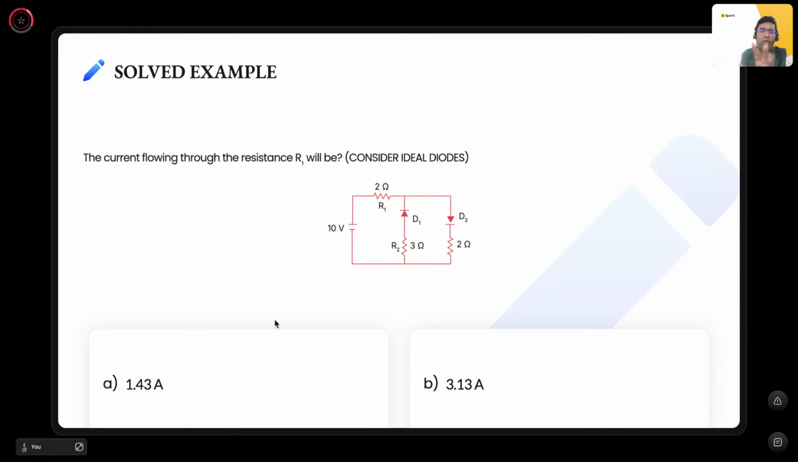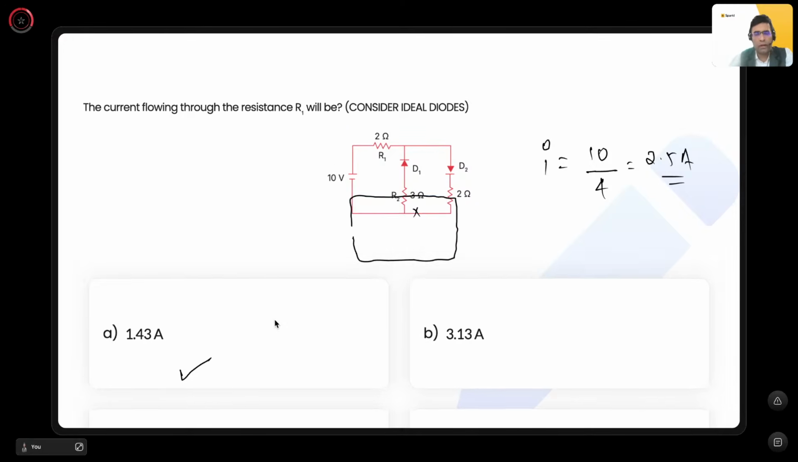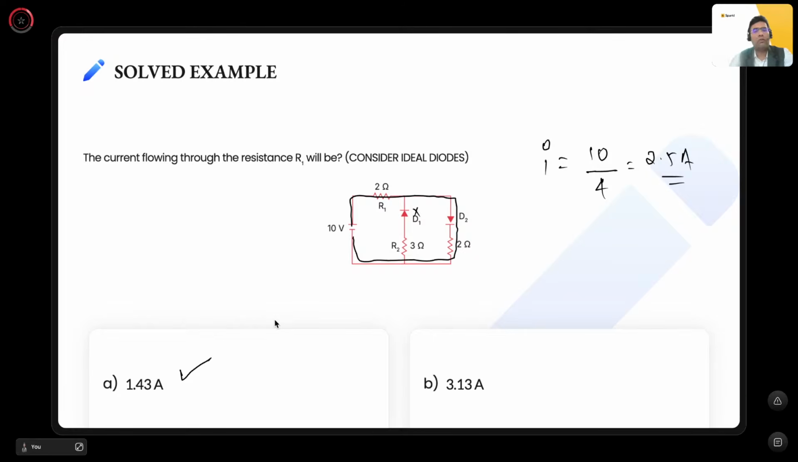You just have to identify which diode will be forward biased, which will be reverse biased. So if we see this, we can see that this will be reverse biased. So no current will flow through this diode. So current will flow in this circuit like this. Now, the current will be 10 upon total resistance of our circuit. So it will be 4, and it is 2.5 ampere. So again, a very, very, very easy question. You just have to identify which diode is forward biased and which is reverse biased, and this question you are definitely going to get.